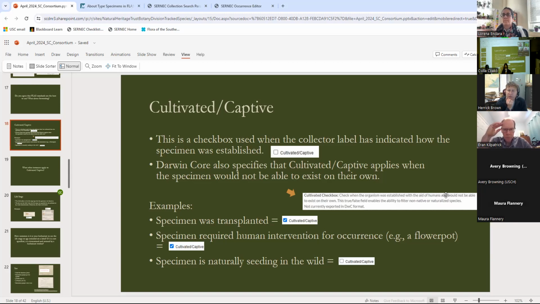Oh, by that definition where it says this true/false field enables the ability to filter non-native or naturalized species, that needs correction. But yeah, I agree with Lorena that in terms of the Darwin Core field, it should apply to the specimen, the individual collection, and not the taxon as a whole.